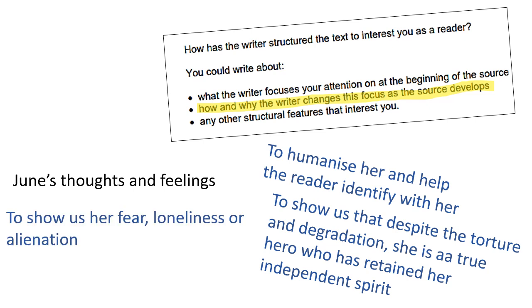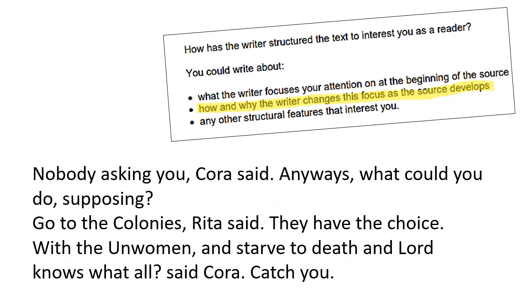Very often, June's thoughts are very, very uncertain and confused, and that just shows that she is not the master of her own destiny. She doesn't really understand what's happening around her. She's scared, she's lonely, and she's alienated. And Margaret Atwood narrates her thoughts and feelings in order to show us that. Let's look at some other changes of focus that we get in the early chapters.